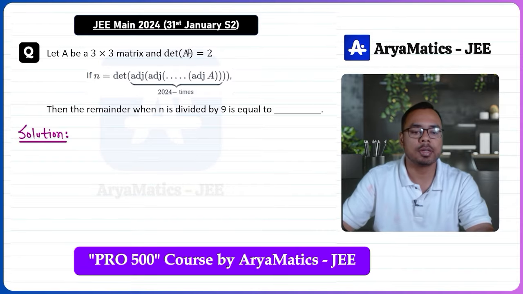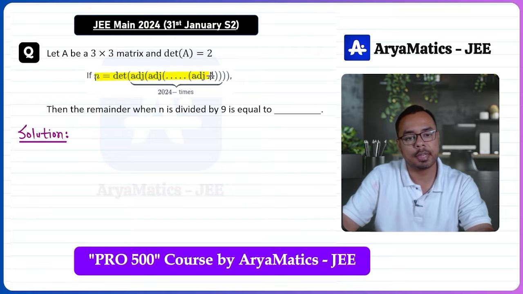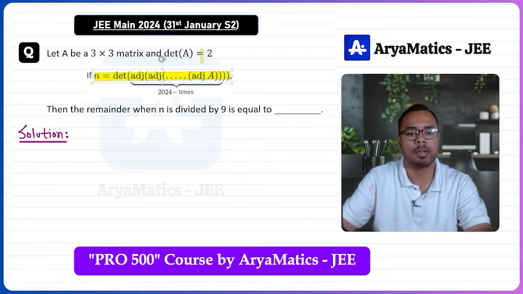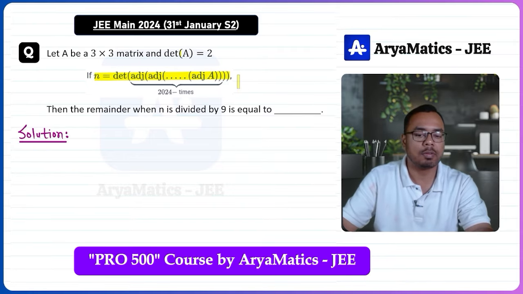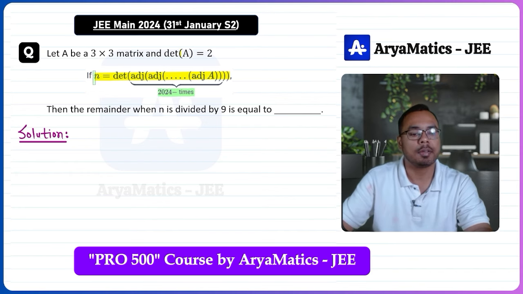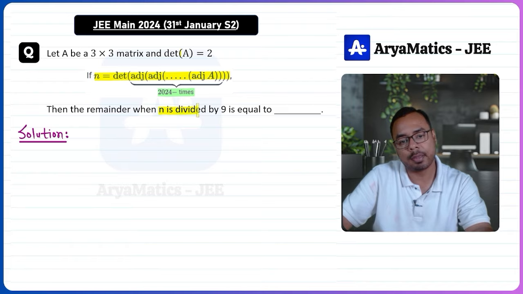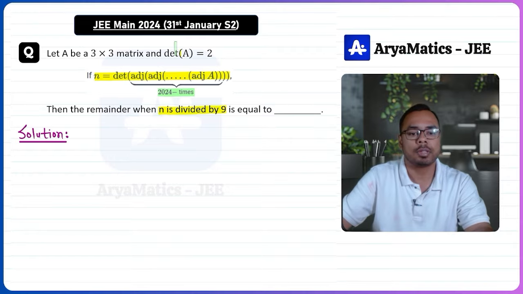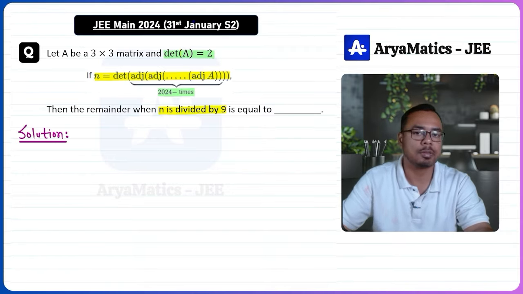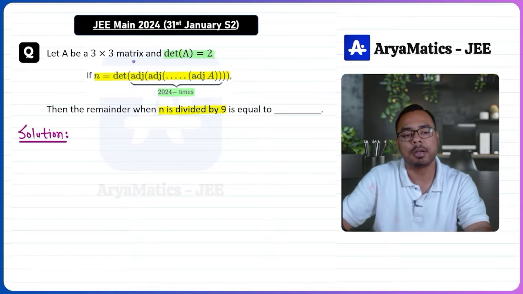Let A be a 3 cross 3 matrix. Determinant of A is 2 and N is determinant of adjoint of A, and here we have this adjoint 24 times. If this number N is divided by 9, then we have to find the remainder, right? So this is another interesting problem from matrices and determinant, and it also involves concepts from binomial theorem, right? How to find remainder when a number is divided by another number.